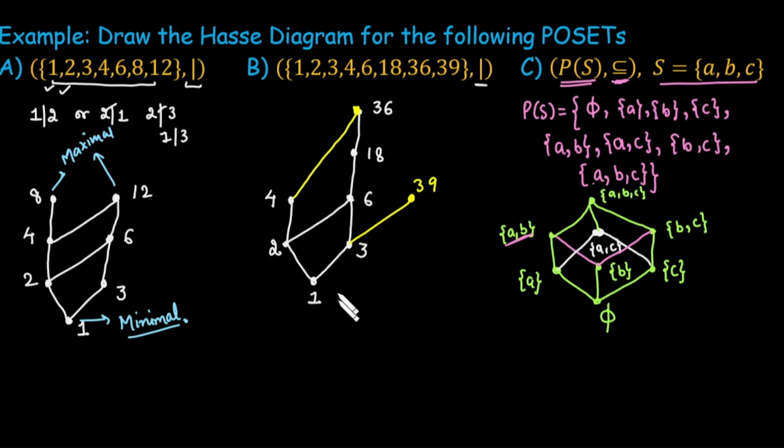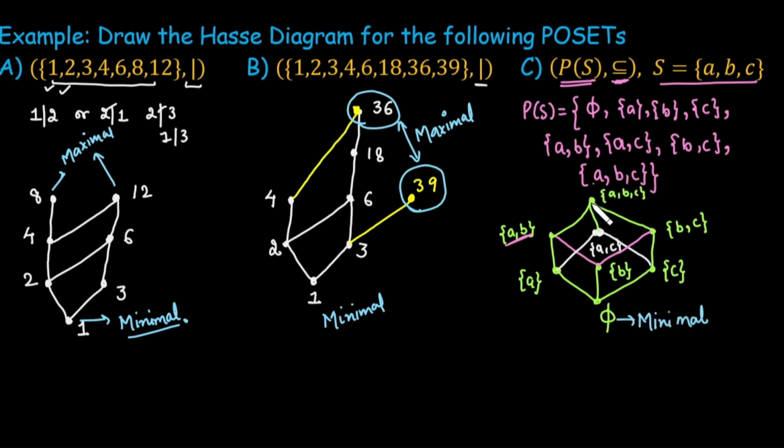In this case, the starting point is 1, so we will call it a minimal element. Now what are the ends of the routes? They are 39 and 36. So they both are maximal elements. In this case, the starting point is 5, so it is a minimal point. And the end point is here. Each and every path ends here, so it is a maximal point.